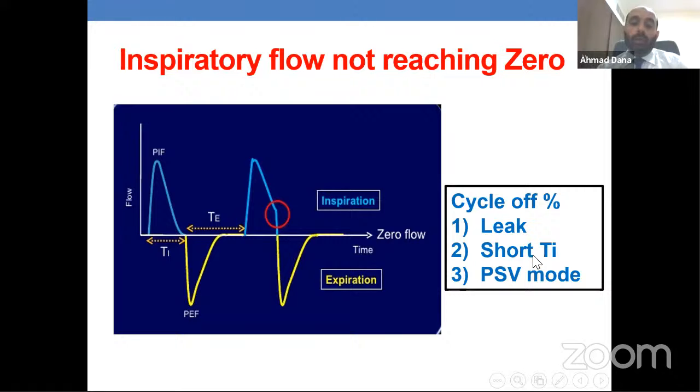Or there is the pathology of the disease itself. In case of meconium aspiration, we need to give more I-time. Or if there is a leak, so if the flow continues to go out, whatever you do, this means that it is leaking. So here you need to check why the flow is not reaching zero. These are the conditions you need to look for.